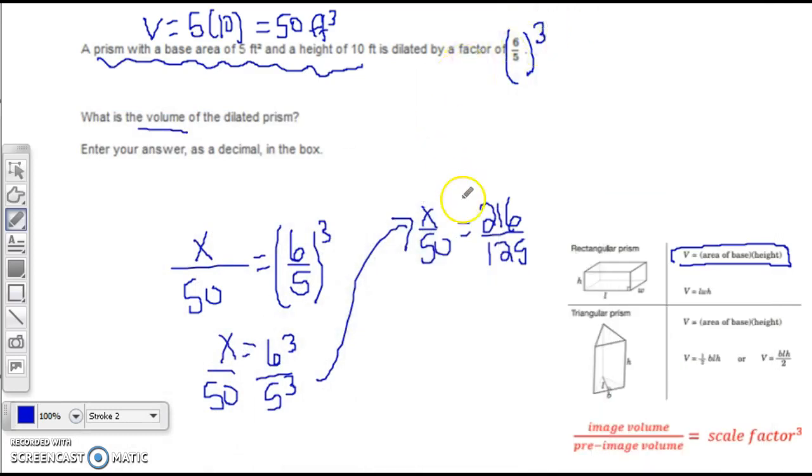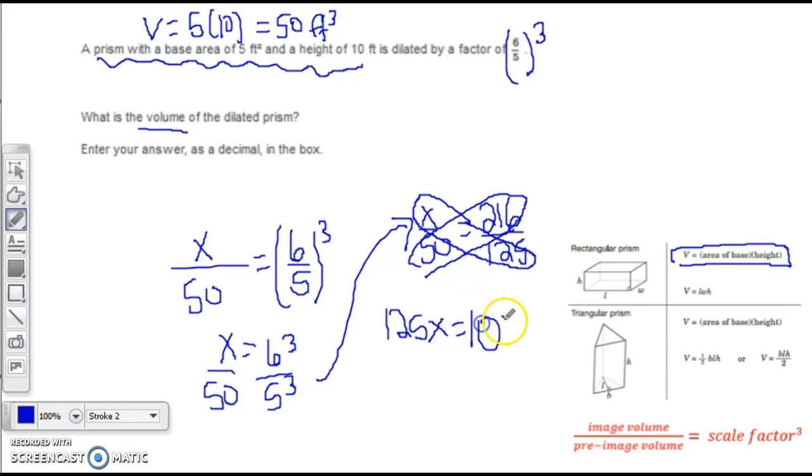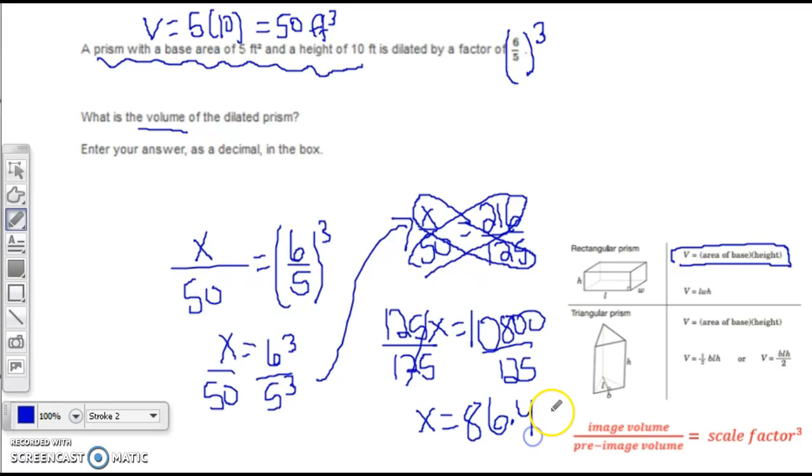Okay, so now that we've typed it in our calculator, let's go ahead and finish solving. We're going to cross multiply. 125 times x is 125x. And 216 times 50 is 10,800. Then solve for x, so we divide each side by 125. And I got that x equals 86.4 feet cubed.